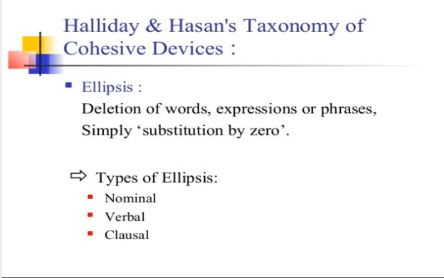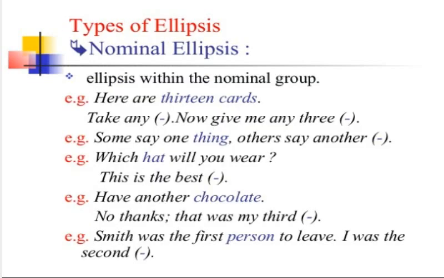Ellipsis. Deletion of words, expressions, or phrases. Simply substitution by zero. Types of ellipsis: nominal, verbal, and clausal. Nominal ellipsis: ellipsis within the nominal group. Here are 13 cards. Take any. Now give me any there. Some say one thing, others say another.